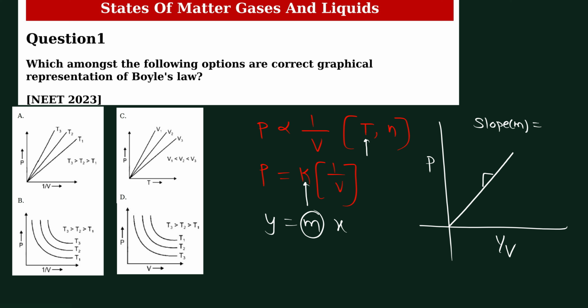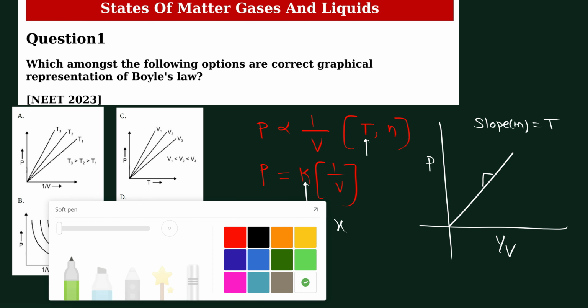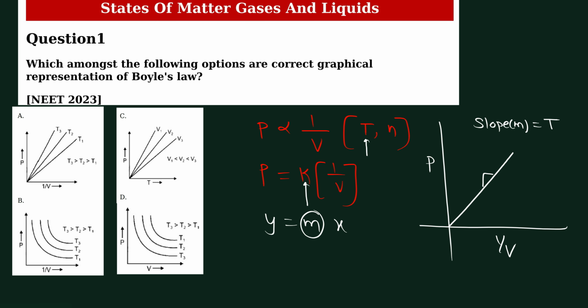So here which one is constant? Temperature is constant. So if the slope increases, the temperature value increases. Among these 4 graphs, which one is matching here? Option A is matching. The T3 graph has more slope than T2 and T1, which means T3 is greater than T2, which is greater than T1. So your option A is matching. The next question.